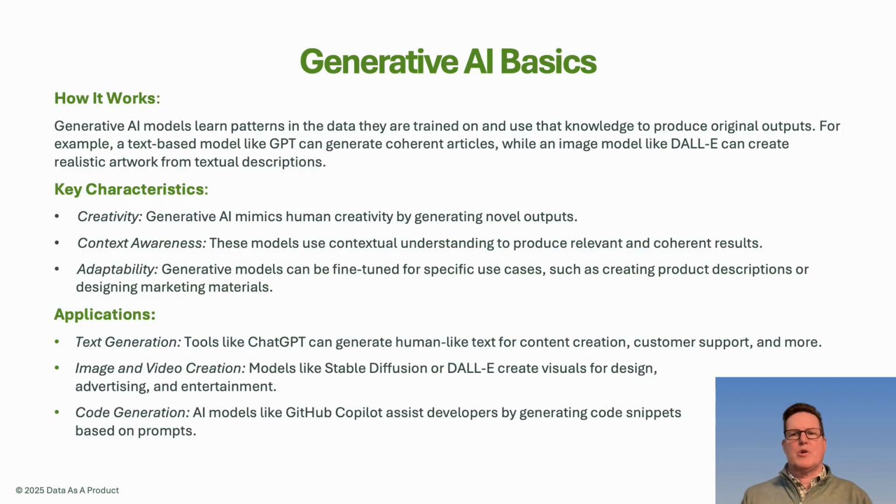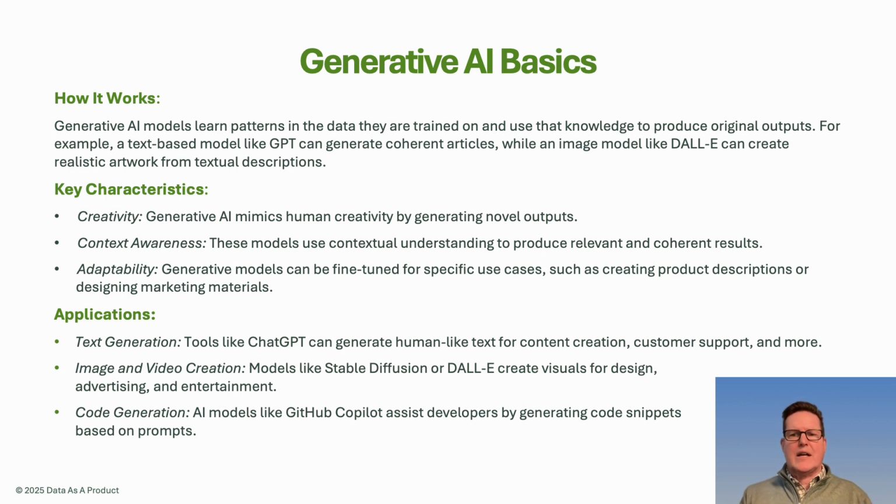Generative AI is one of the most transformative and rapidly evolving branches of artificial intelligence. Unlike traditional AI models that focus on predicting or classifying data, generative AI creates entirely new content, such as text, images, videos, or even music. So how does it work? Generative AI models learn patterns in the data that they're trained on. Then they use that information to produce their outputs.